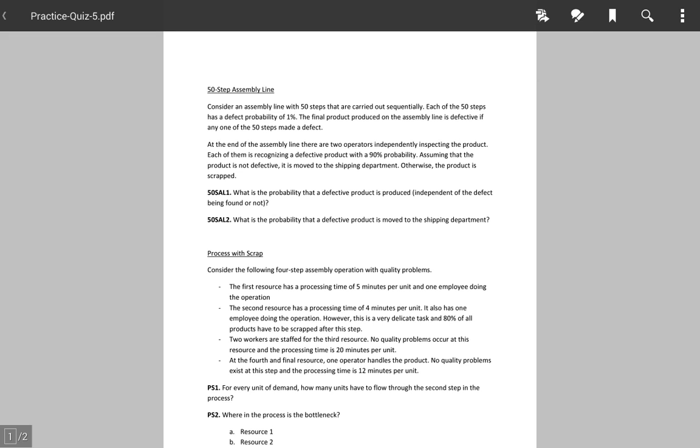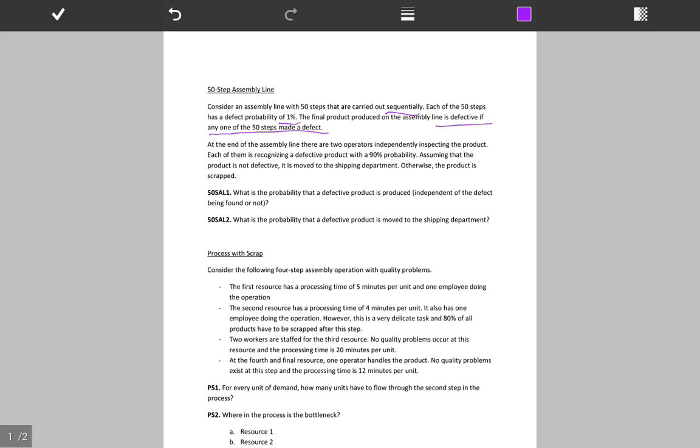Alright, let's get started with the first practice problem. The first practice problem is called 50-step assembly line. In this problem, the assembly line has 50 steps that are carried out sequentially. The key term here is sequentially. Each of these 50 steps has a defect probability of 1%. The final product produced on the assembly line is defective if any one of the 50 steps made a defect. Then what is the probability of the defective product being produced?